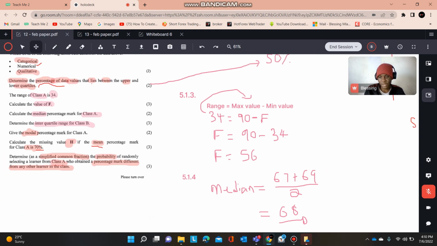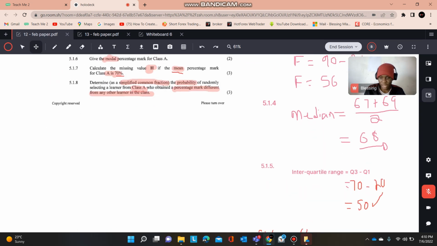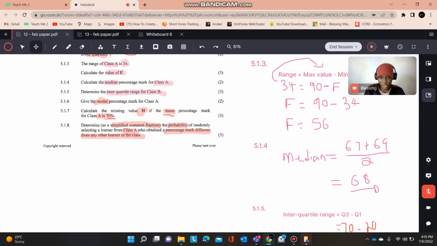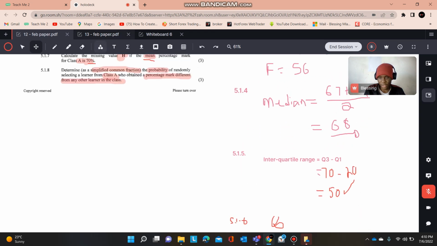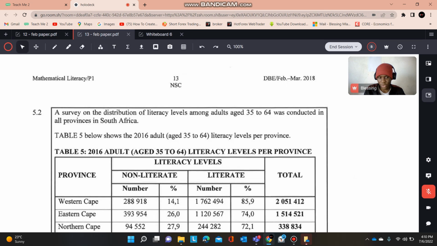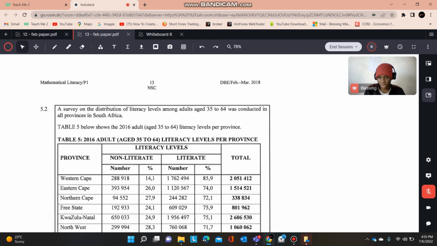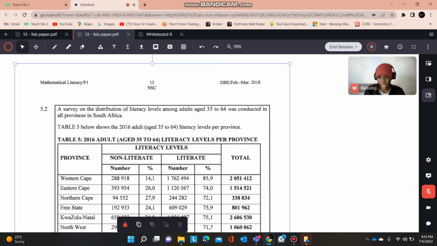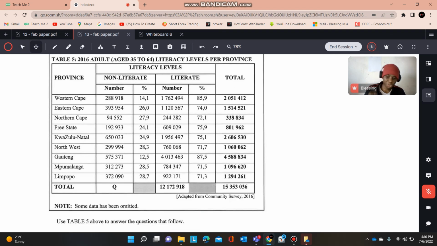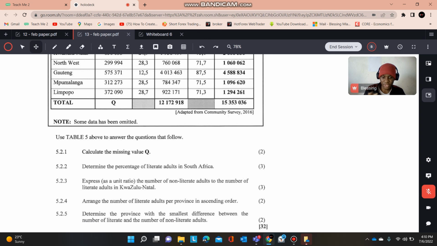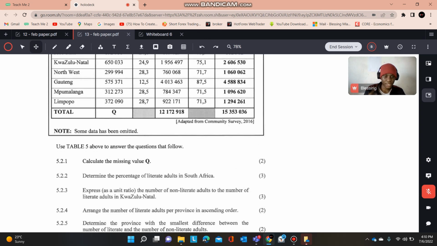Let me see if I'm done with the question. Ooh, I'm done. I'm already at 5.1.8, and we've already collected all these marks over here. But we're not done with question 5 though. We still have question 5.2, which deals with more data. But I'm going to record a separate video to discuss the rest of this question.